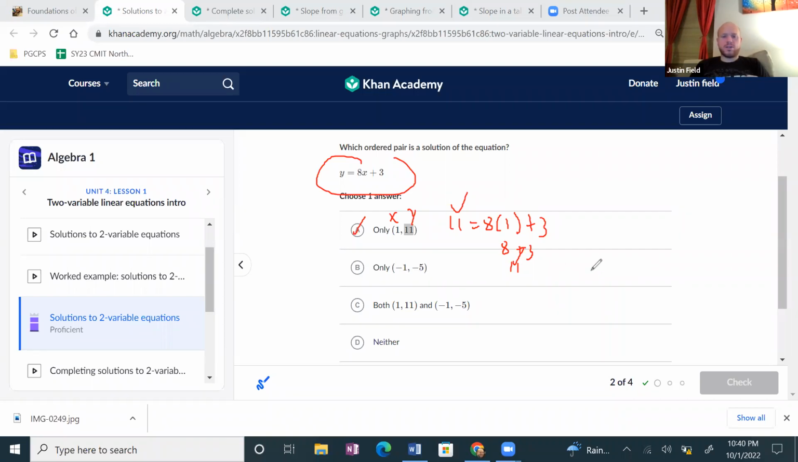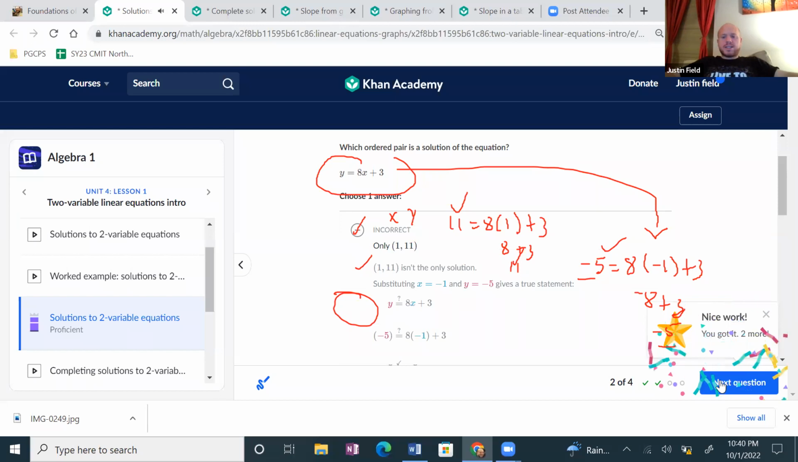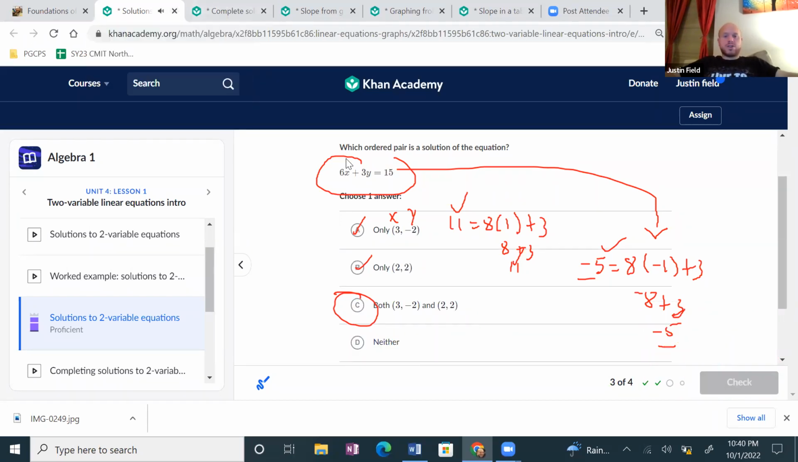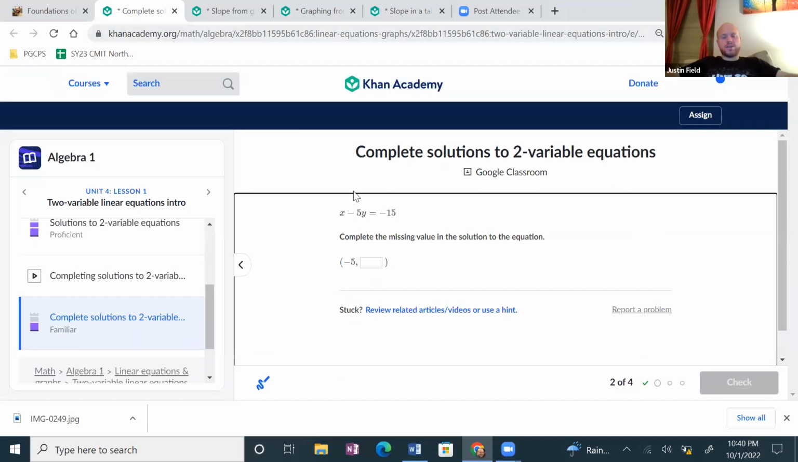How about negative 5, negative 1, negative 5? Let's substitute negative 5 in for y. 8 times negative 1 plus 3. See, just put that in there. 8 times negative 1 is negative 8 plus 3 is negative 5. It works. The answer is C. They both work because at the end of the day, I got the same number on both sides of the equal sign. So because there's an x and a y, there are many solutions to an equation. And so you have to check and see by substitution which ones work out of the given choices.